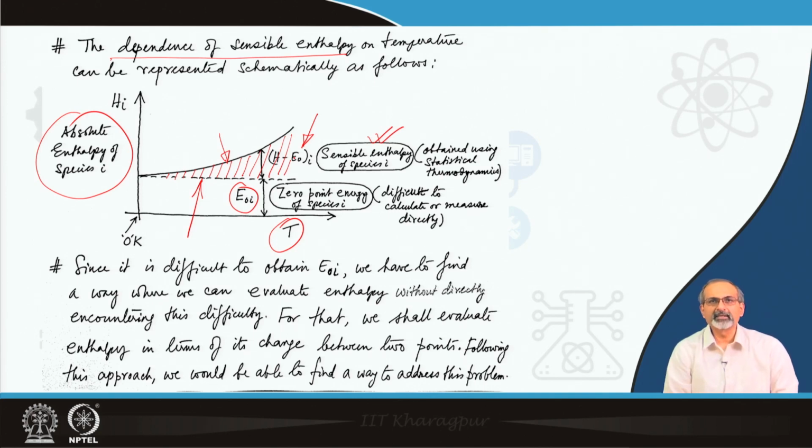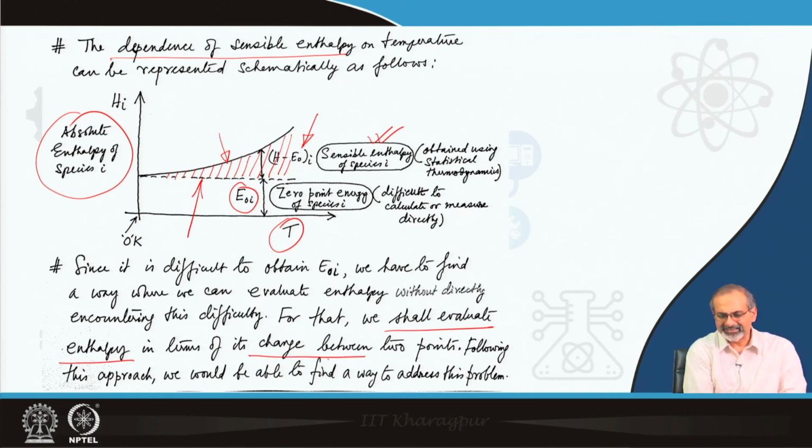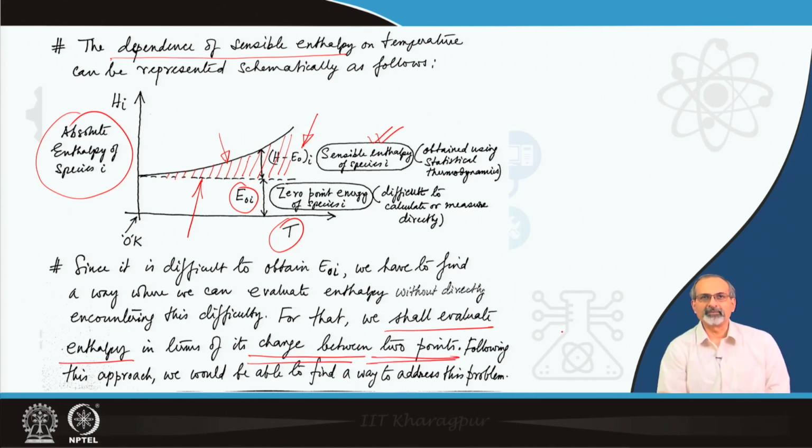So, that is basically the sensible enthalpy variation with temperature. Since it is difficult to obtain E naught I, we have to find a way where we can evaluate enthalpy without directly encountering this difficulty of trying to obtain E naught I, the absolute value of that, for which we shall evaluate enthalpy in terms of change, let us say between 2 points of the flow field.